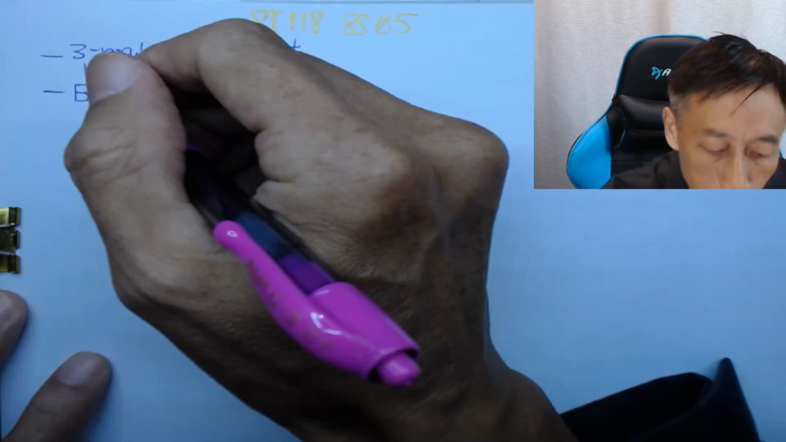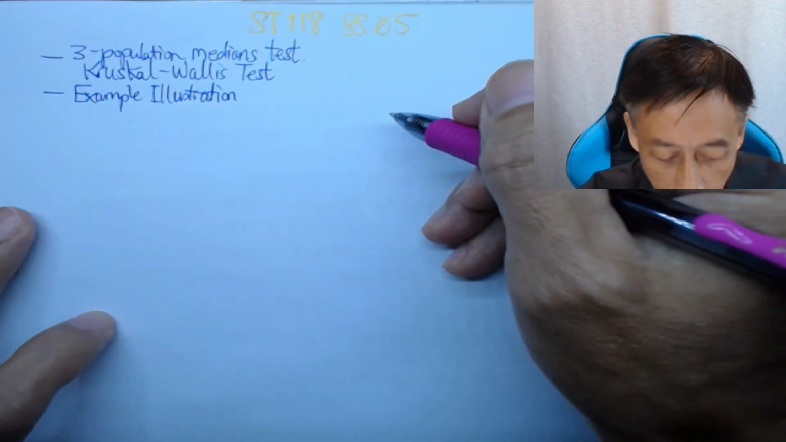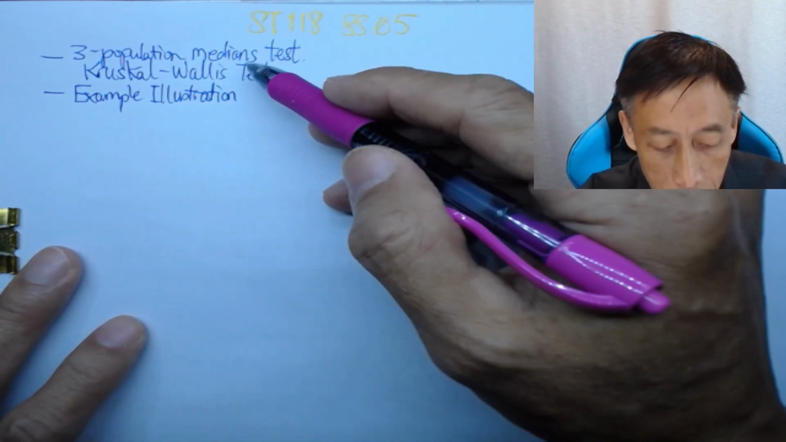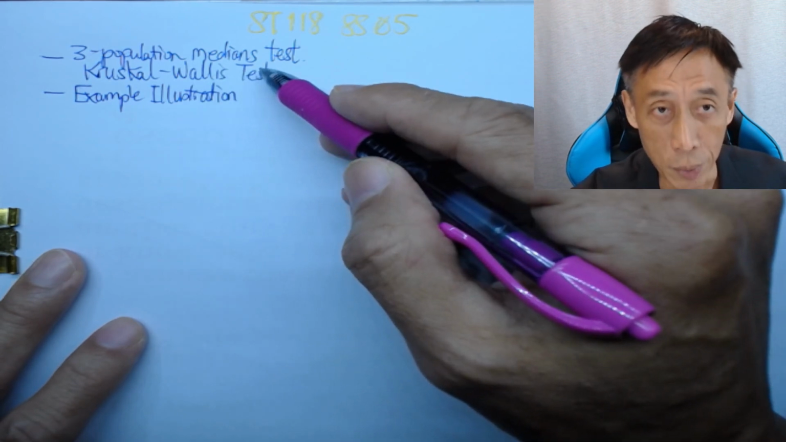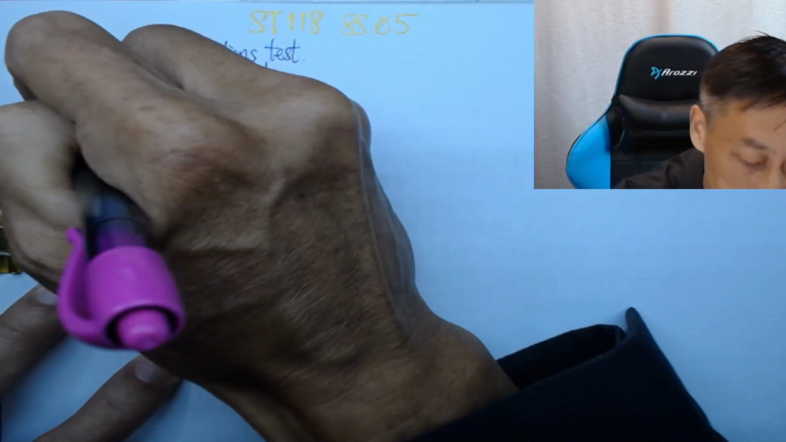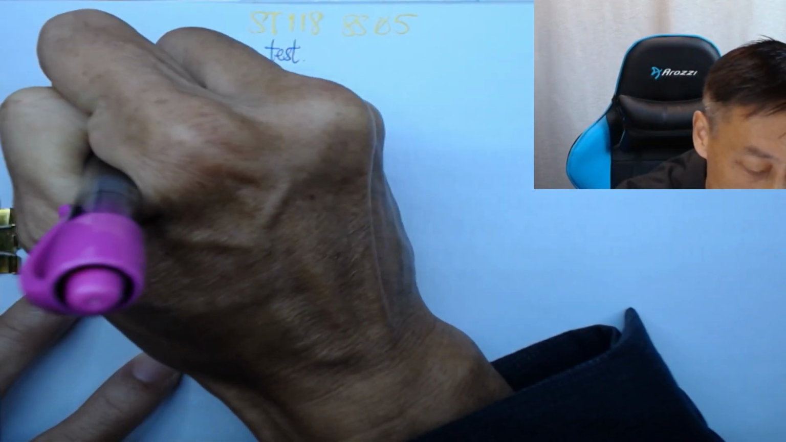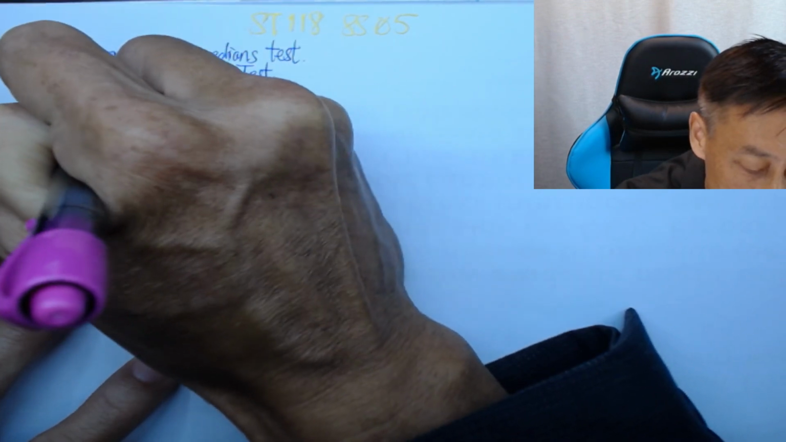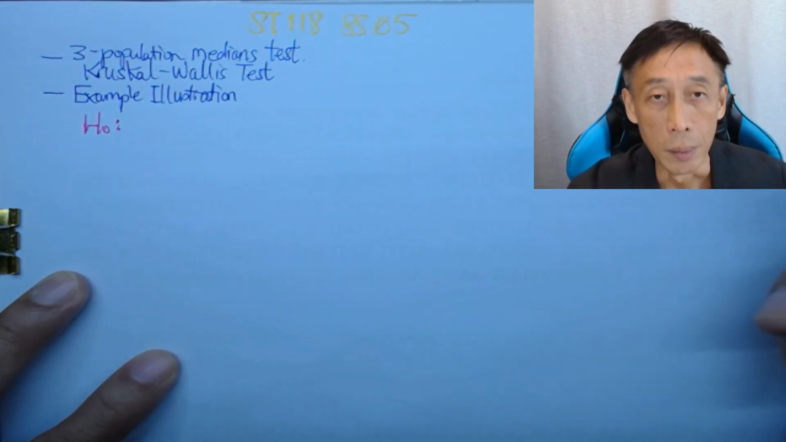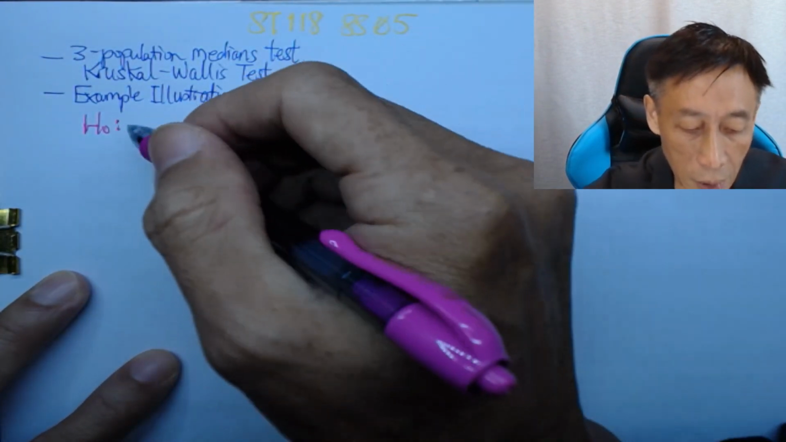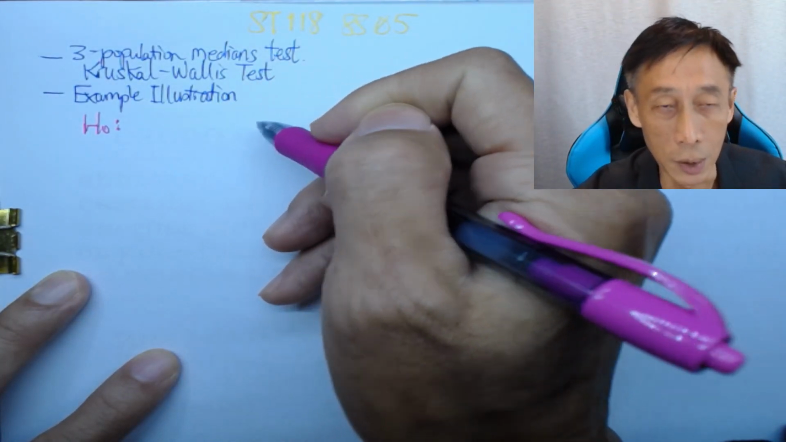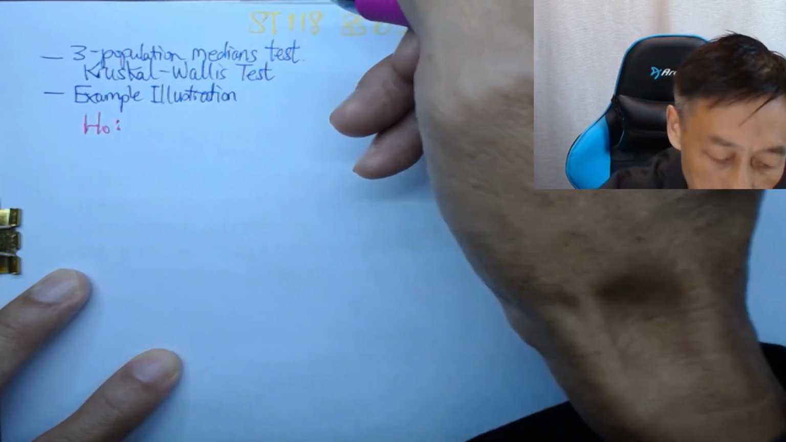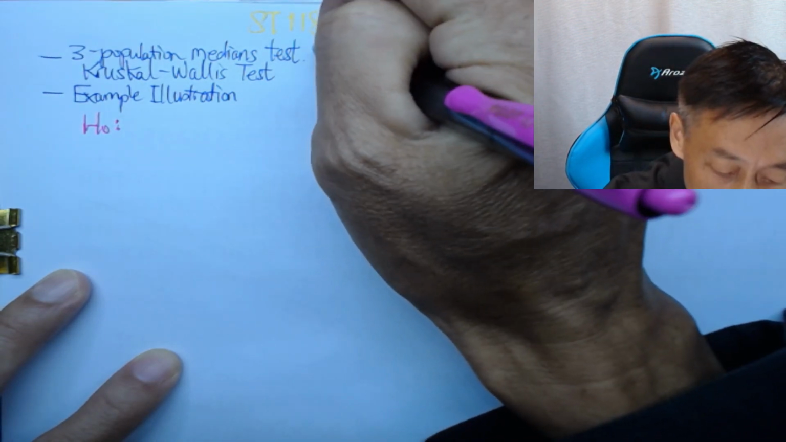So here we want to first formulate the purpose, right? The purpose is to test whether the three population medians are the same. And so we want to form a hypothesis, right? Essentially, we want to say eta 1 equals eta 2 equals eta 3 equals dot dot dot eta k.